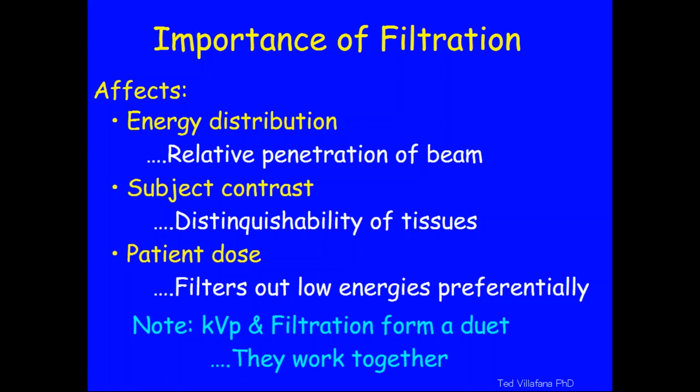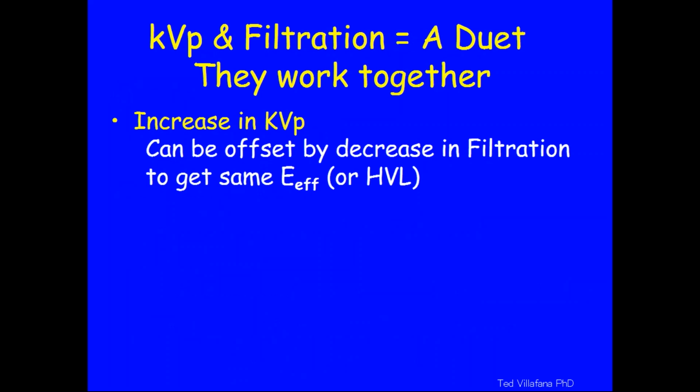See, if I take out filtration, the beam becomes softer. Higher KV makes the beam harder. Lower filtration makes the beam softer. So I can go back and forth, and if I decide to go up in KVP but I want more or less the same penetration, I can go down in filtration and sort of match them. So they always come together. You can always work them together as a duet.